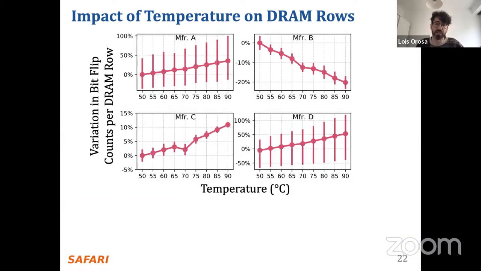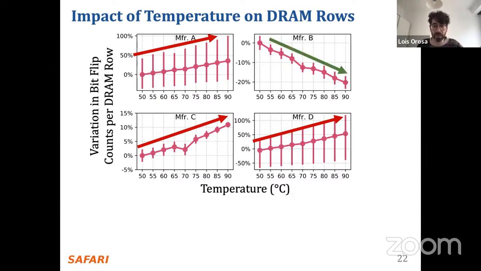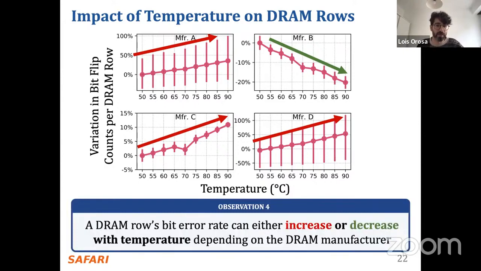We repeat this analysis for all 4 manufacturers. We observe that the bit error rate increases with temperature in modules from 3 manufacturers, while it exhibits an opposite trend in modules from manufacturer B. We hypothesize that this happens due to different characteristics of charge trap error mechanisms in different manufacturers. Please refer to our full paper for more details. Our main observation from this figure is that a DRAM row's bit error rate can either increase or decrease with temperature depending on the DRAM manufacturer.